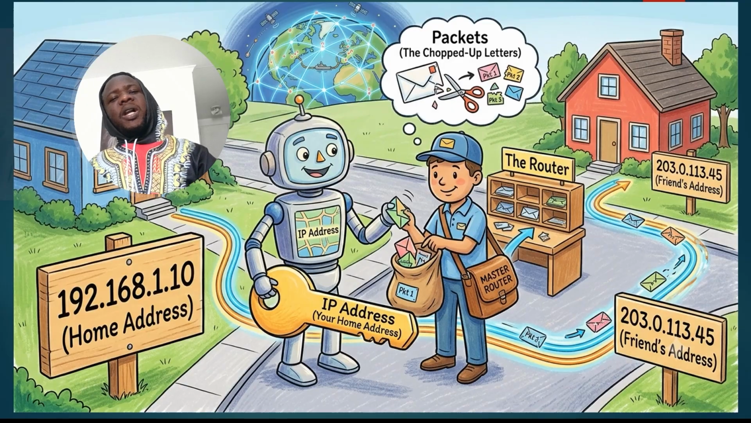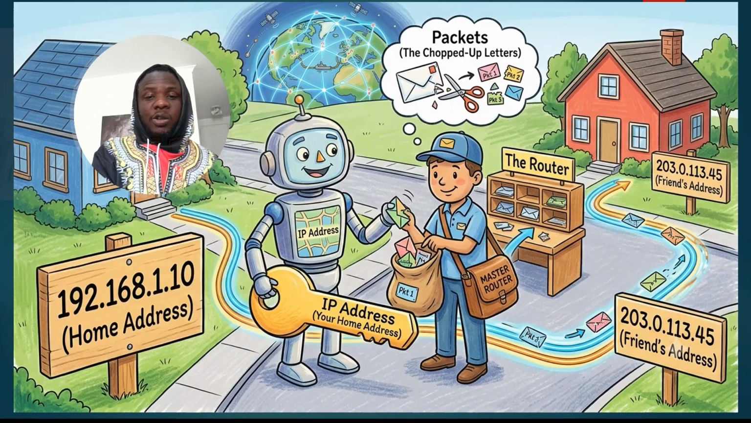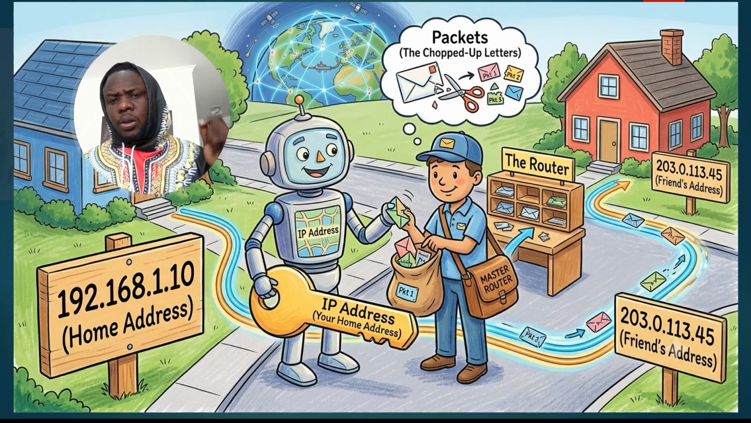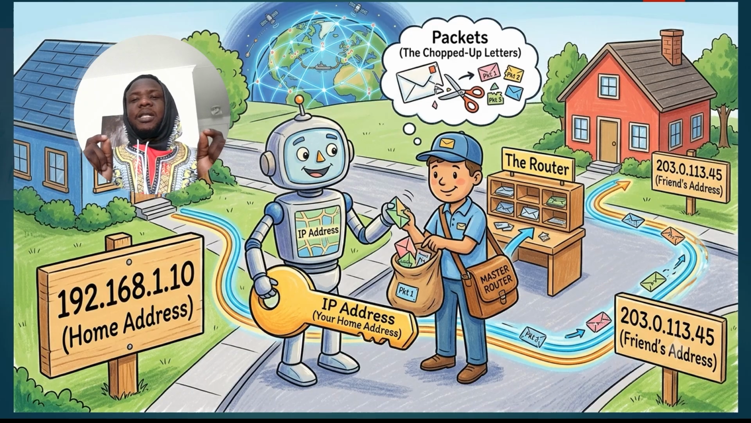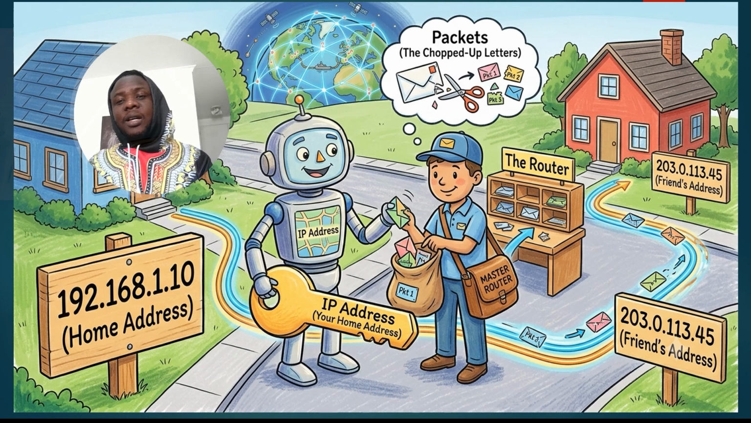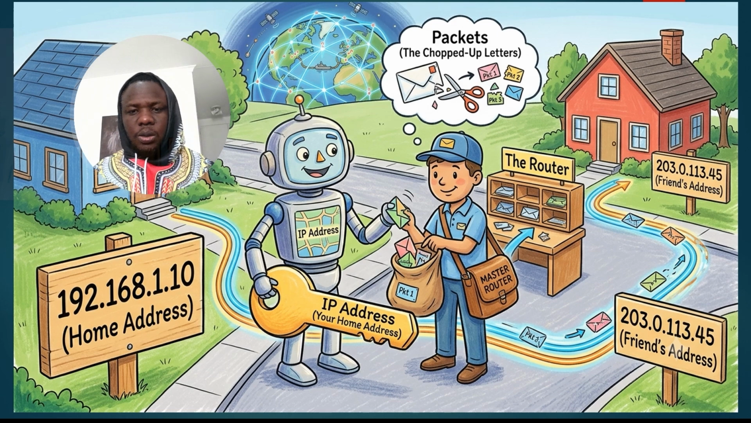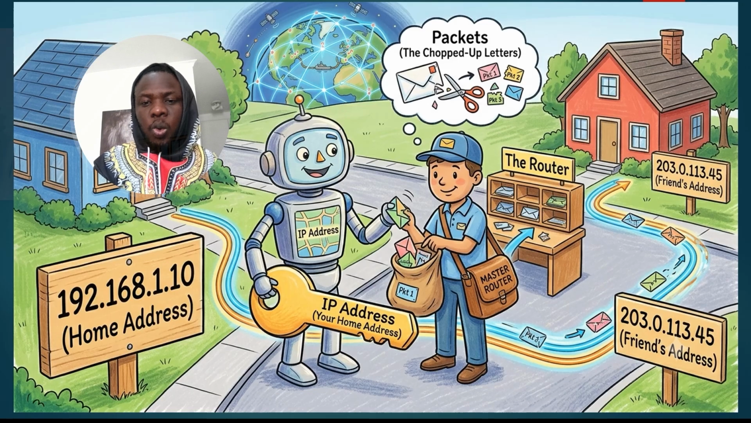So let's say 192.168.110 is your home address, which is IP address. You understand? Now the packet is the letter that you are holding, and the router is where the distribution takes place. All right, that is where they call router.